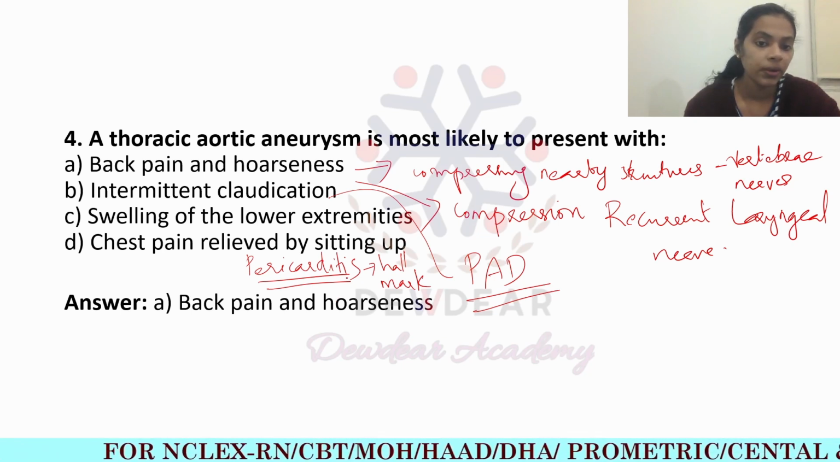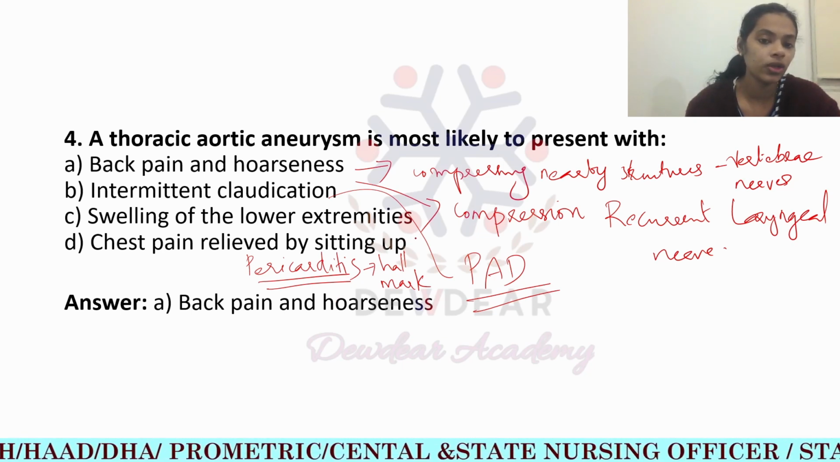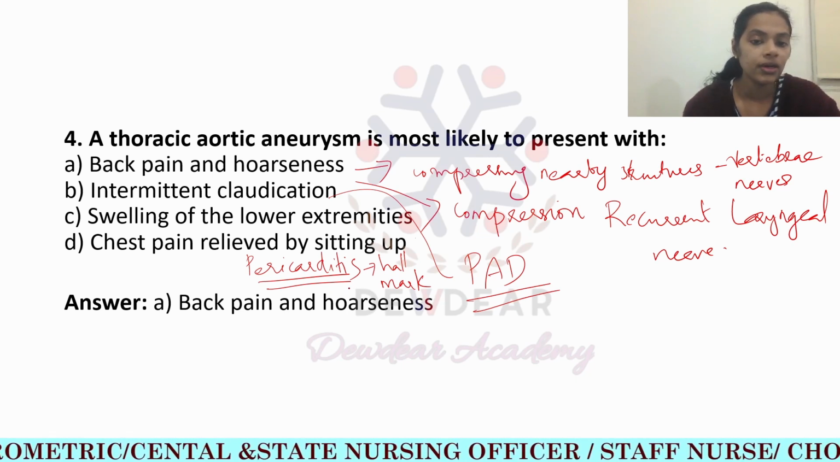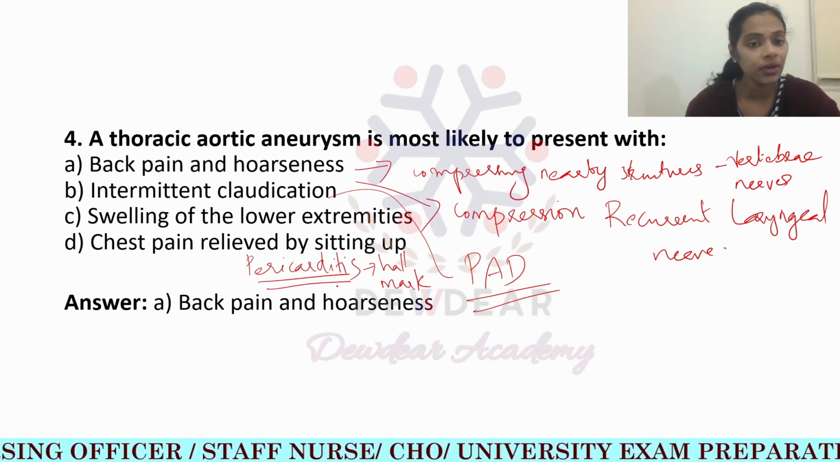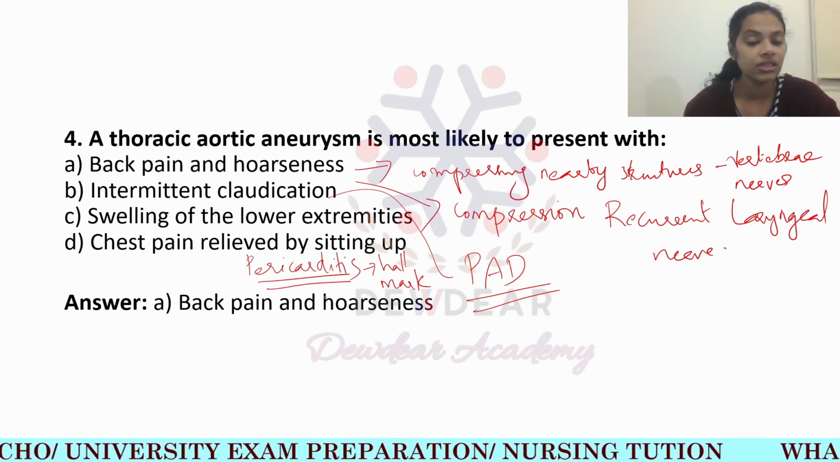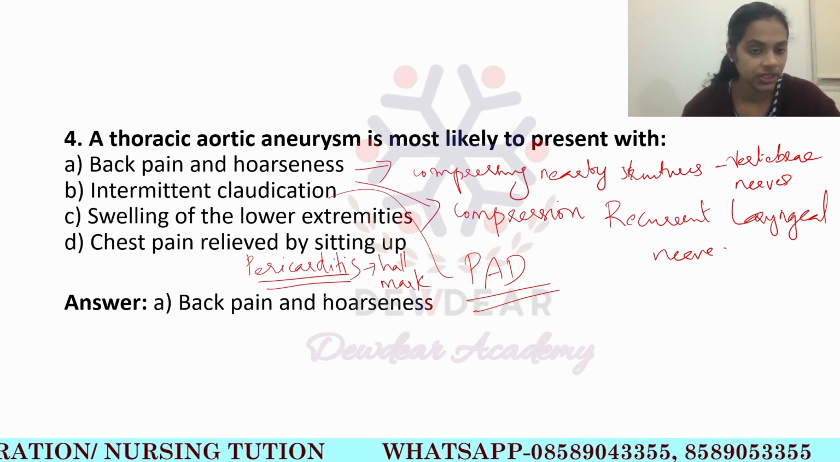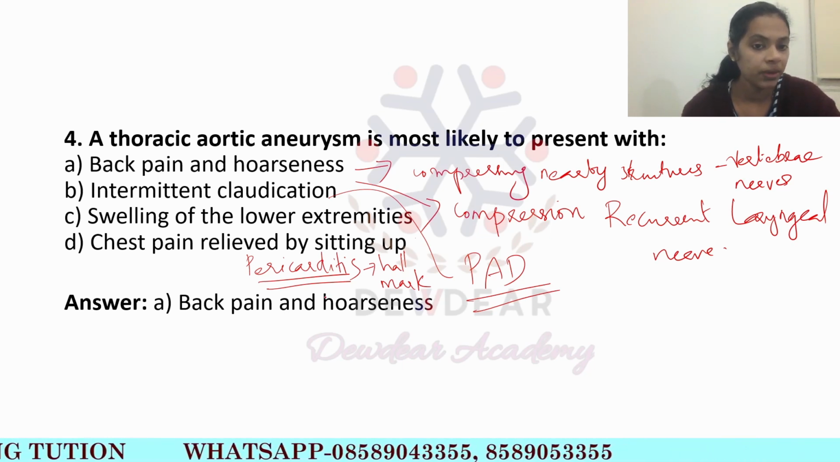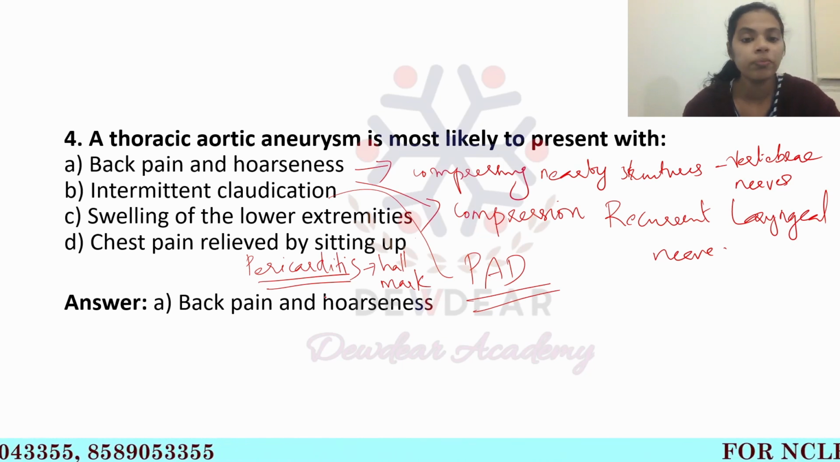In pericarditis, there can be chest pain that is relieved by sitting up or any position change, but this is not seen in thoracic aortic aneurysms. In thoracic aortic aneurysms, there can be chest pain because of compression of the surrounding structures, but it is not relieved by any position changes. So chest pain relieved by sitting up is the hallmark symptom of pericarditis.